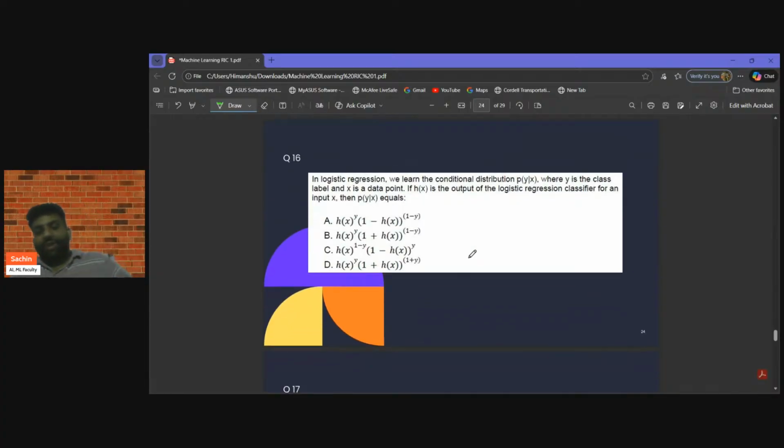On a similar line, in logistic regression we learn the conditional distribution, where y is the class label and x is the data point. h of x is the output of the logistic regression, so it gives me the probability for a particular class. Then what is going to be P of y given x? As I told you in the previous one, it should be something on the same line. If I represent h of x by P, it should be something like this.